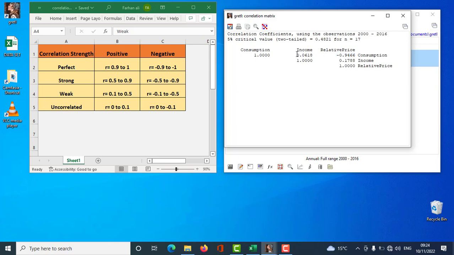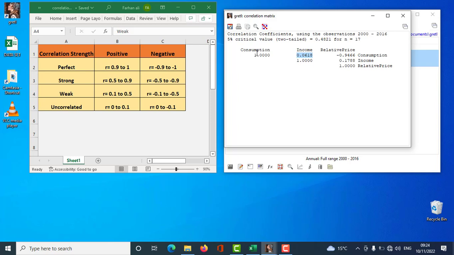Now I would come to this value, 0.0618, which represents the value of R for two variables, income and consumption. As this value is less than 0.1, there is no correlation between the two variables. So this value shows that income and consumption are not correlated.